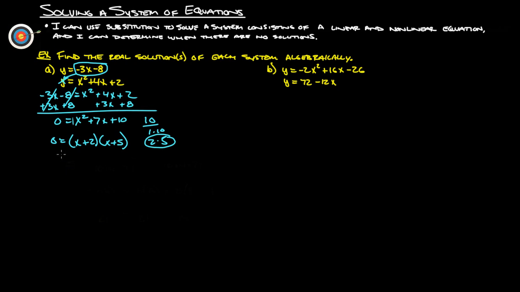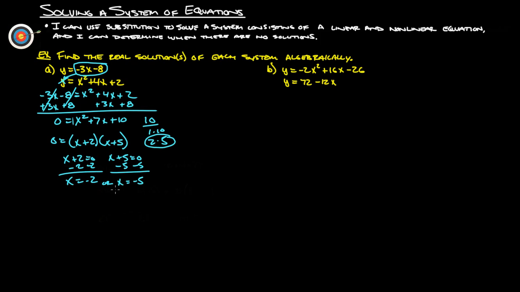And then we know that if we have two numbers multiplied together to get 0, either this has to equal 0 or this has to equal 0. So we're going to do x plus 2 equals 0, and x plus 5 equals 0. Subtract 2 from both sides, x has to equal -2. Subtract 5 from both sides, and x has to equal -5. Okay? So these are our two x values.